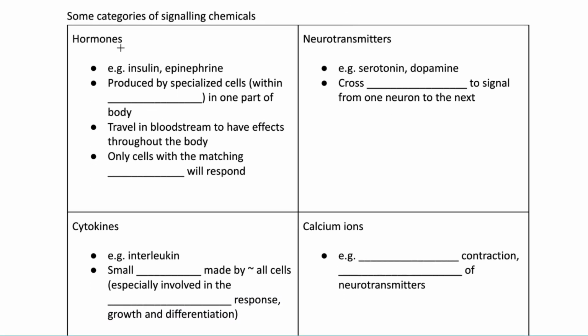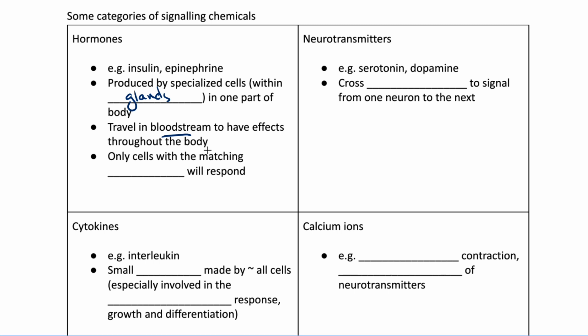Hormones are typically what we call signaling chemicals that have distant effects. Examples would be insulin and epinephrine, and they're produced by specialized cells within structures called glands. For example, insulin is produced in a gland called the pancreas, and epinephrine is produced in the adrenal glands. So hormones are produced in specialized cells within glands in one part of the body, and then they travel in the bloodstream to have effects throughout the body.